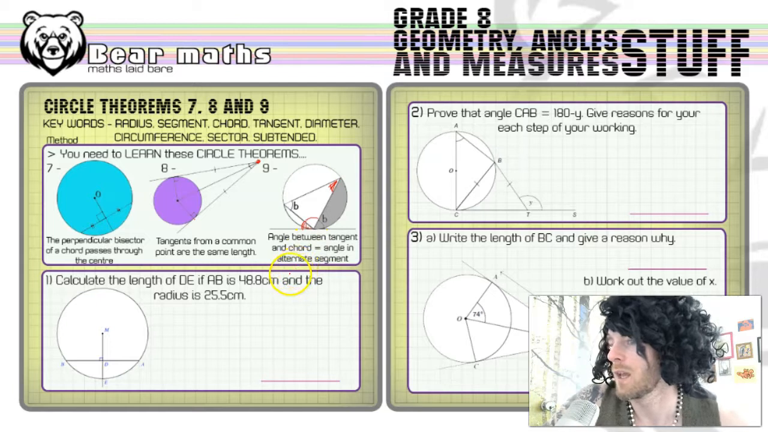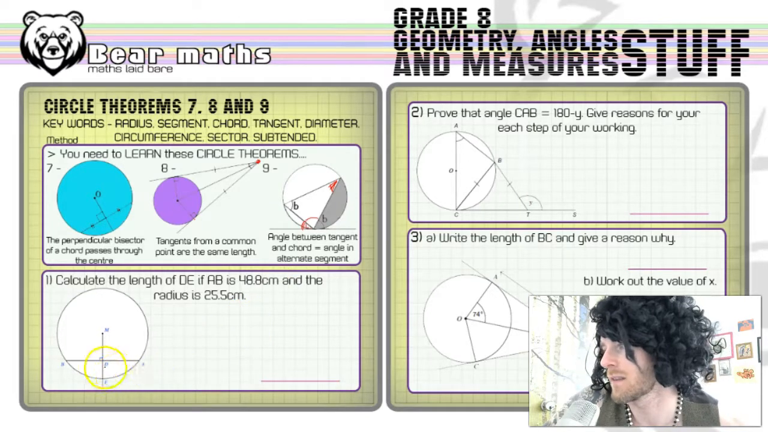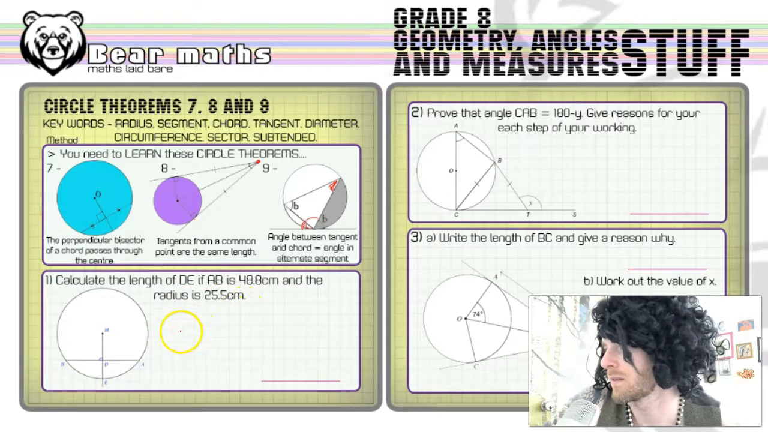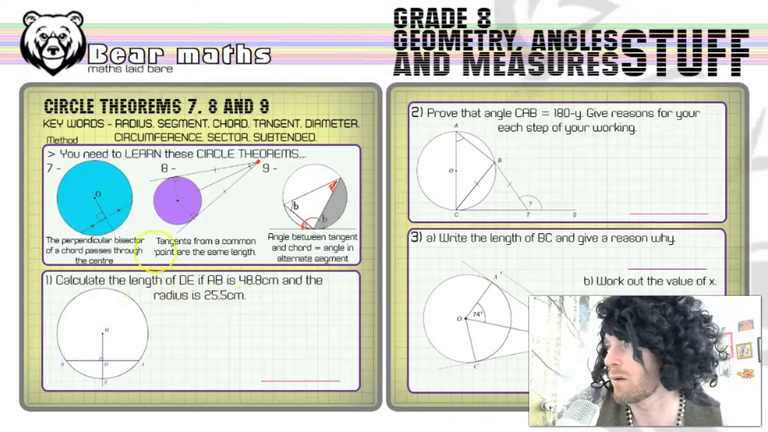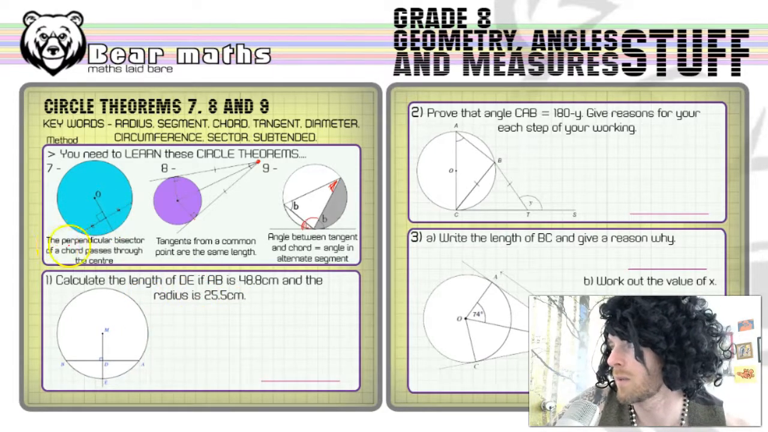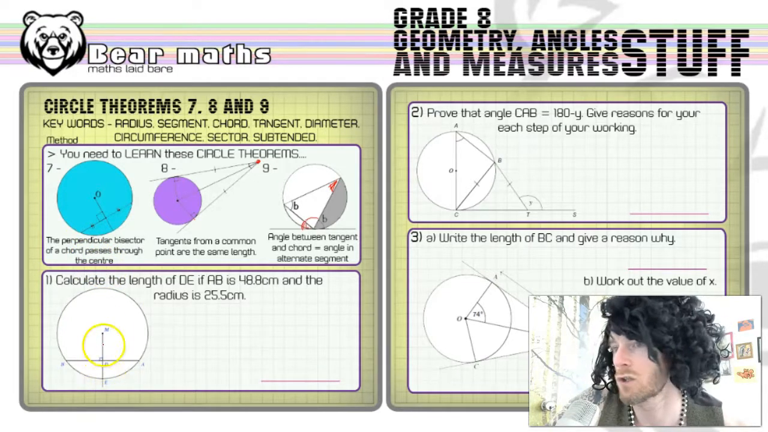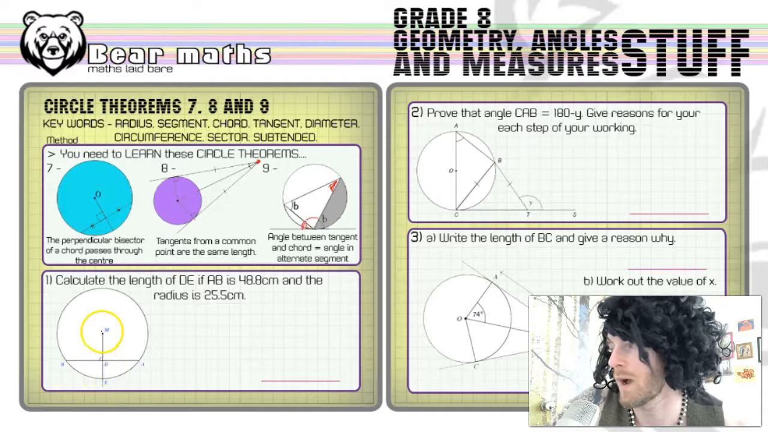Now let's have a look at question number 1. We're going to calculate the length of DE, so that's this point here to this point here on this triangle, if AB, A to B, is 48.8 and the radius is 25.5 centimeters. So what we're employing here is circle theorem number 7, that the perpendicular bisector of a chord passes through the center. We know that this is cutting AB exactly into two pieces, bisecting it halfway.